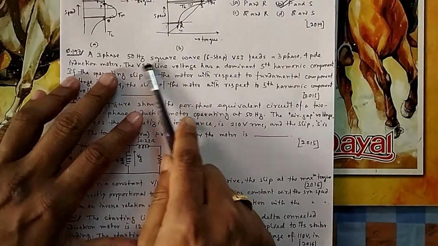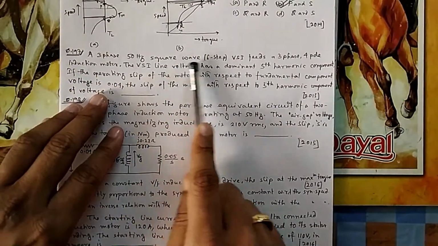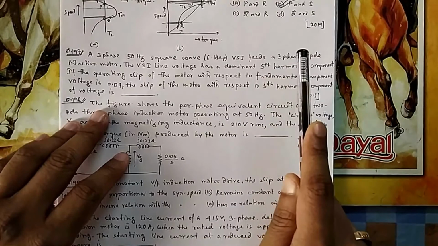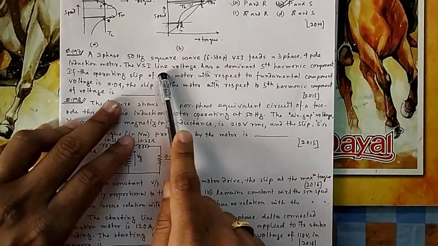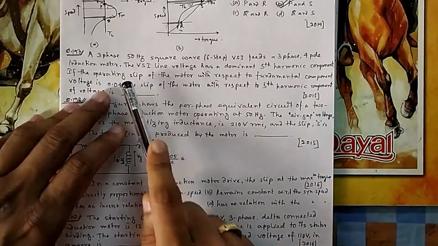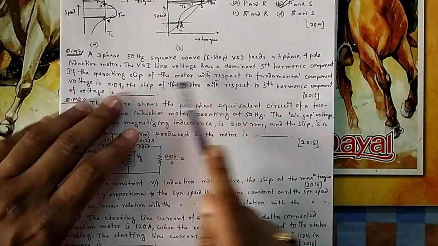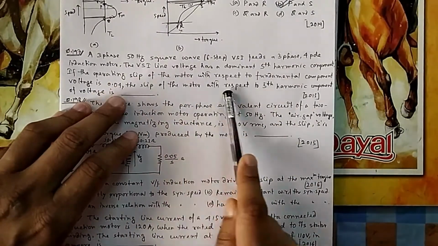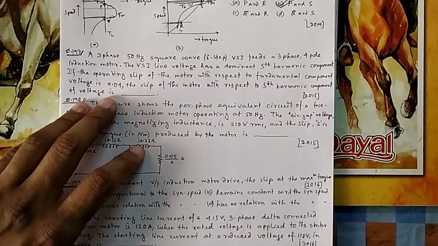This is given as: a 3-phase 50 Hz square wave 6-step VSI feeds a 3-phase 4-pole induction motor. The VSI line voltage has a dominant fifth harmonic component. The operating slip of the motor with respect to the fundamental component is 0.04. Find the slip of the motor with respect to the fifth harmonic of the voltage.